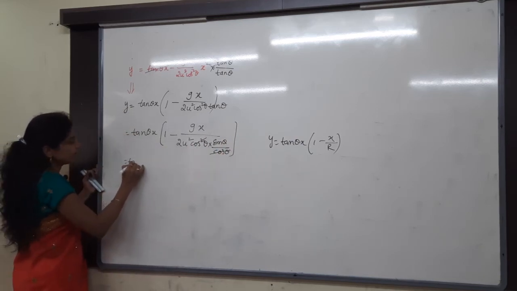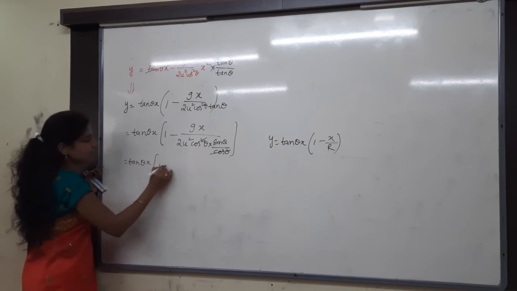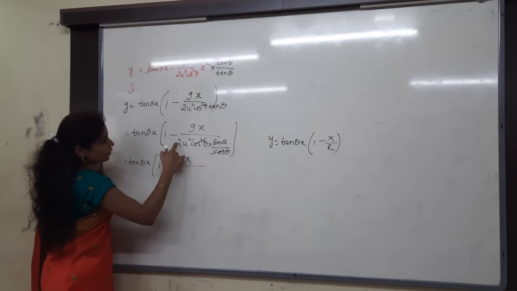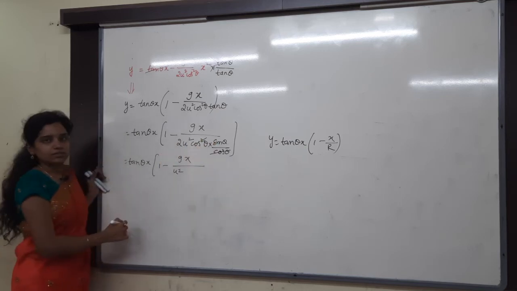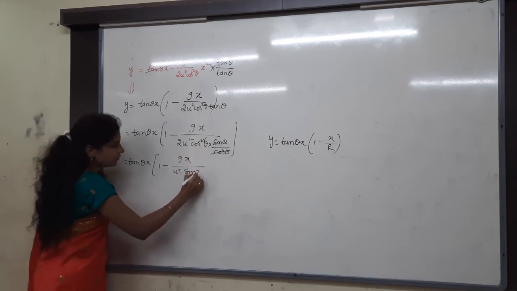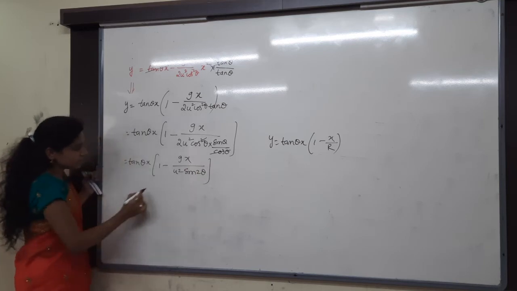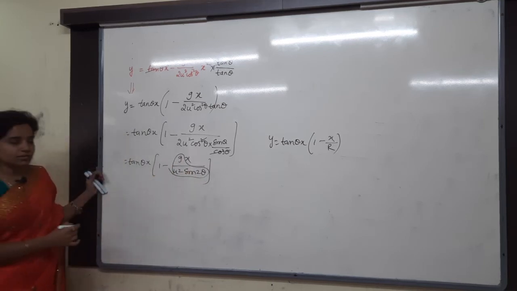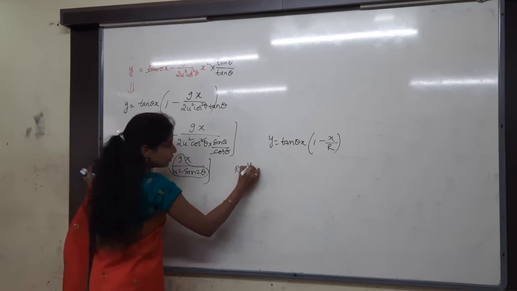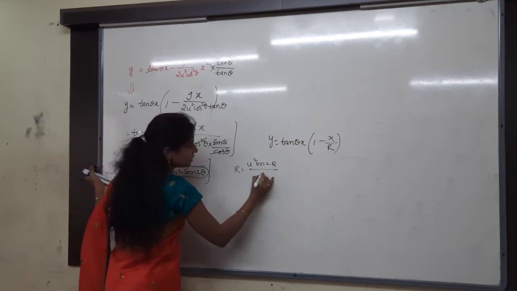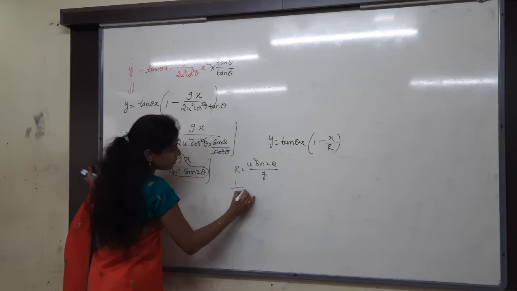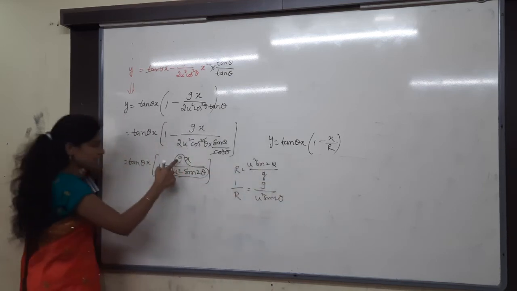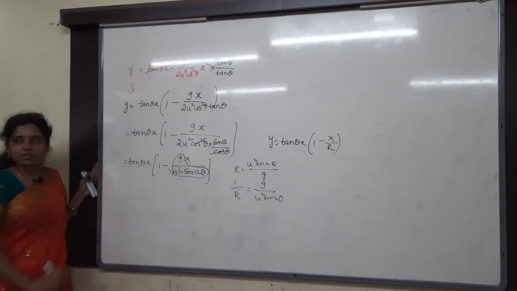Then tan theta into x times (1 minus gx by u square 2 sin theta cos theta). Sin 2 theta, so that u square sin 2 theta by g is r. So r is equal to u square sin 2 theta by g. 1 by r is equal to what? g by u square sin 2 theta. That is what I am having here, g by u square sin 2 theta.